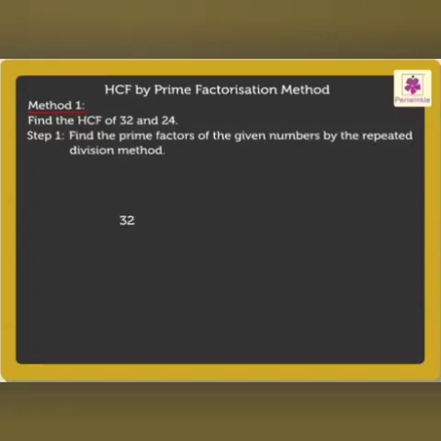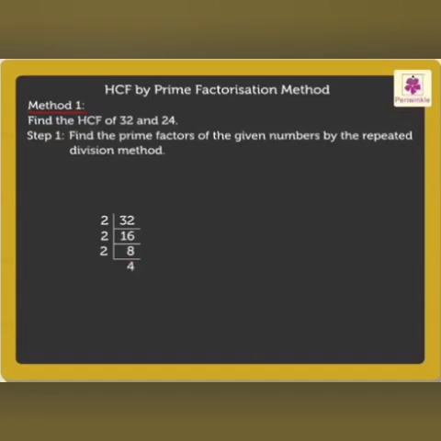Begin with the smallest prime number 2. Dividing 32 by 2, we get 16. On dividing 16 by 2, we get 8. Again, we divide 8 by 2 to get 4.